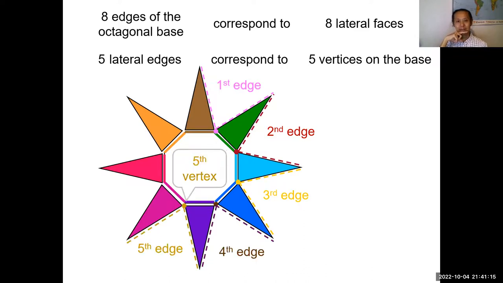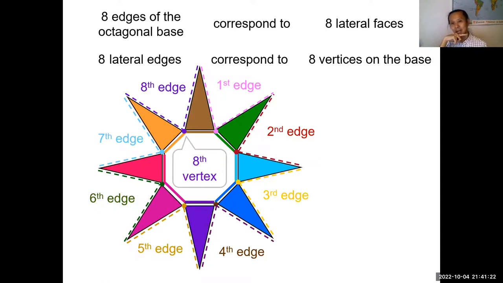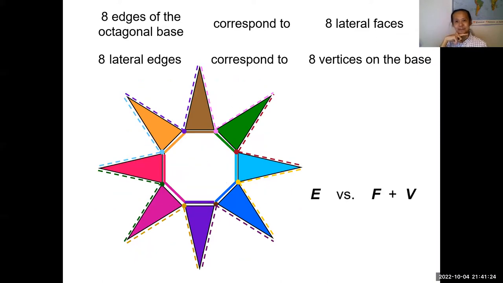4, 5, 6, 7, and 8. So now we have 8 lateral edges corresponding to 8 vertices on the base. Now, if we look at E and F plus V, we'll see that there are 16 edges so far, and we have 8 lateral faces and 8 vertices.